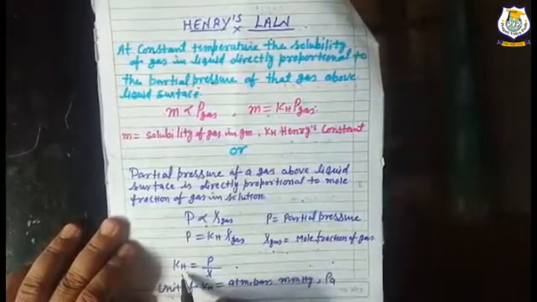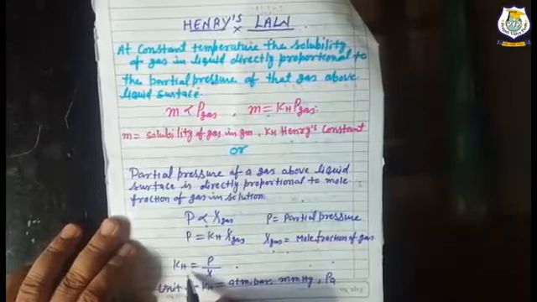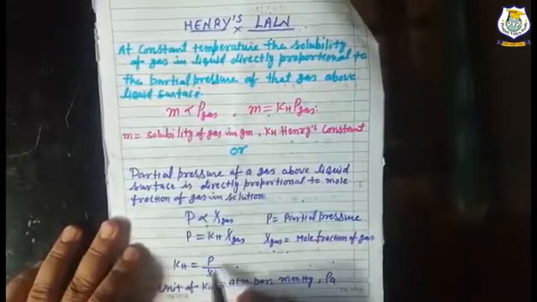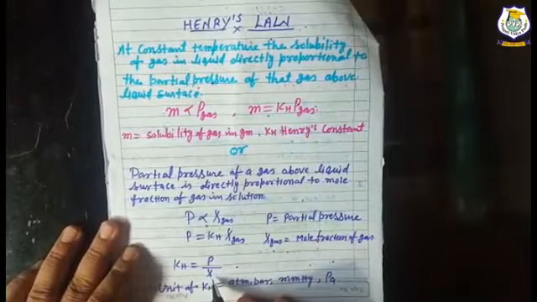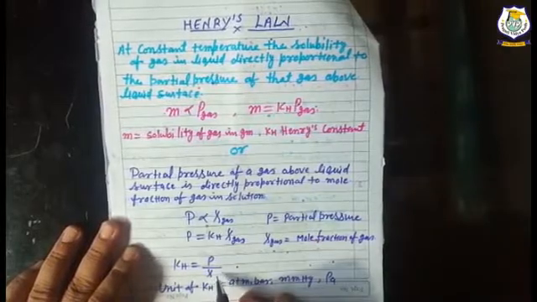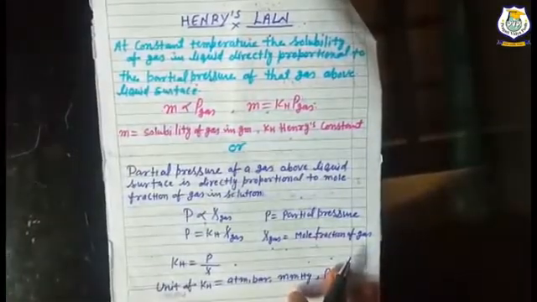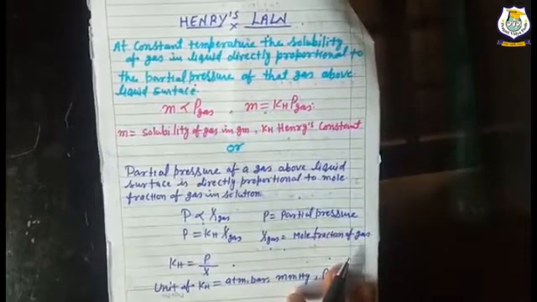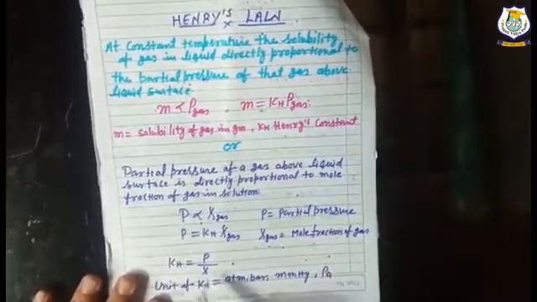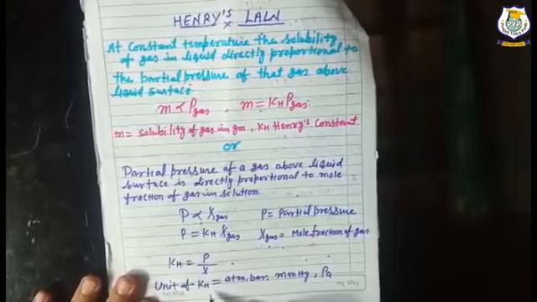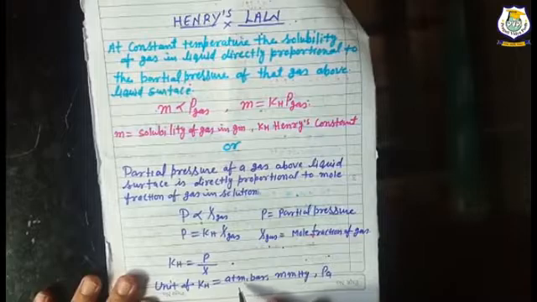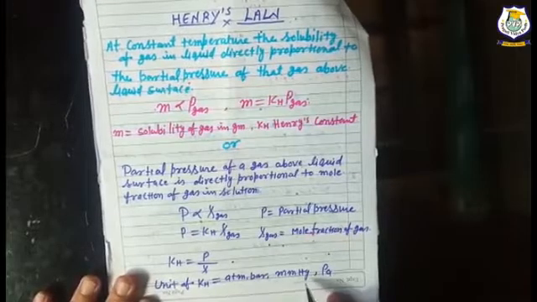The value and unit of KH are found by this formula: KH equals P upon zeta. Zeta is a mole concept which is unitless. Therefore, the unit of KH is similar to partial pressure, that is atm, bar, mmHg and Pascal.